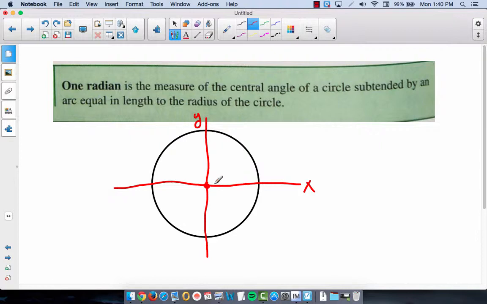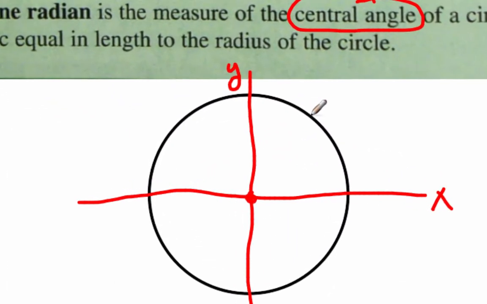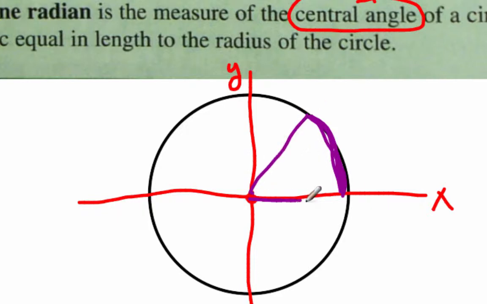And now let's break down this definition. 1 radian is the measure of the central angle. Remember from geometry, the central angle is the angle at the center of the circle. So it's the measure of that central angle of the circle subtended by an arc equal in length to the radius. Subtended is a fancy word that just says if you have an arc on a circle, there's some central angle associated with it. So if I draw an arc right here in purple, an arc of the circle, there it is, an arc. That subtends some central angle from here to here.